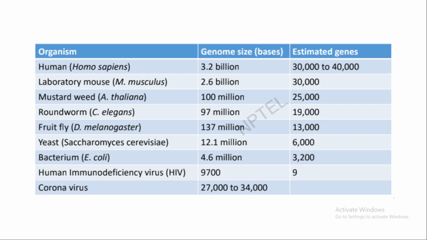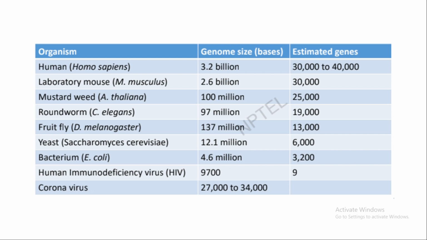Then bacteria, different bacteria are used. The most common bacterium used in labs is E. coli, Escherichia coli. E. coli are very commonly used lab bacteria. The genome size for this bacterium is 4.6 million and the number of genes is 3,200. So almost half of yeast. Yeast had 6,000 genes and E. coli has almost 3,000 genes. And the genome size for yeast is 12 million, but for bacteria it is 4.6 million. So almost 3 times decrease in the genome size, but 2 times decrease in the number of genes.